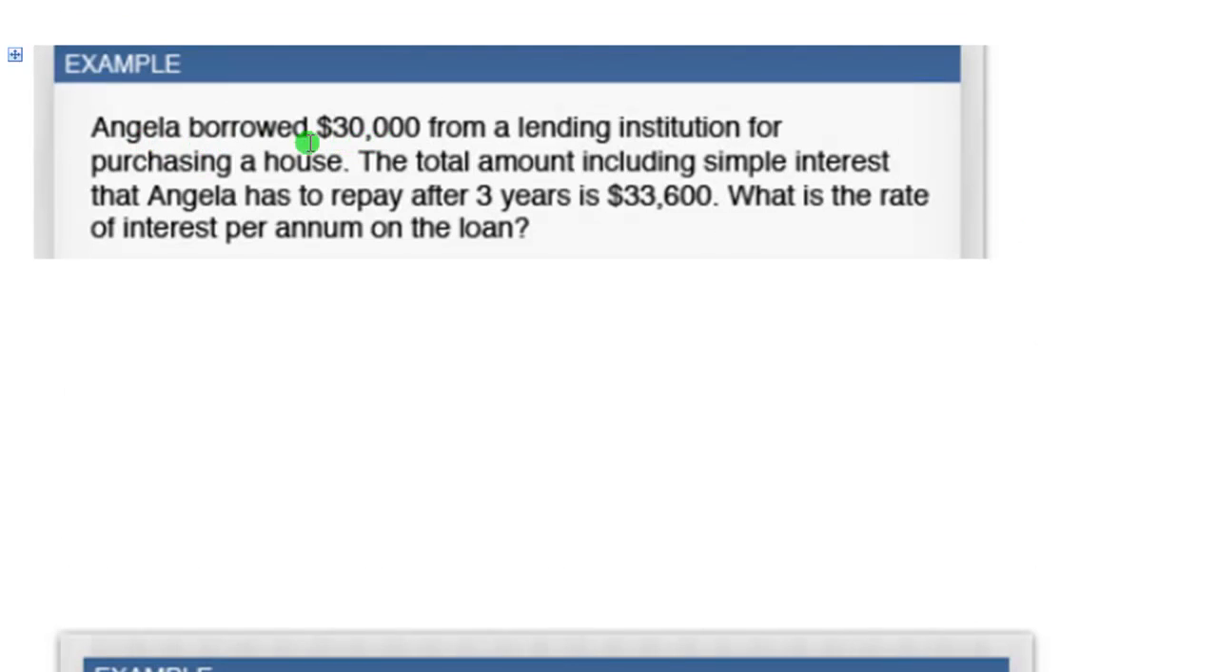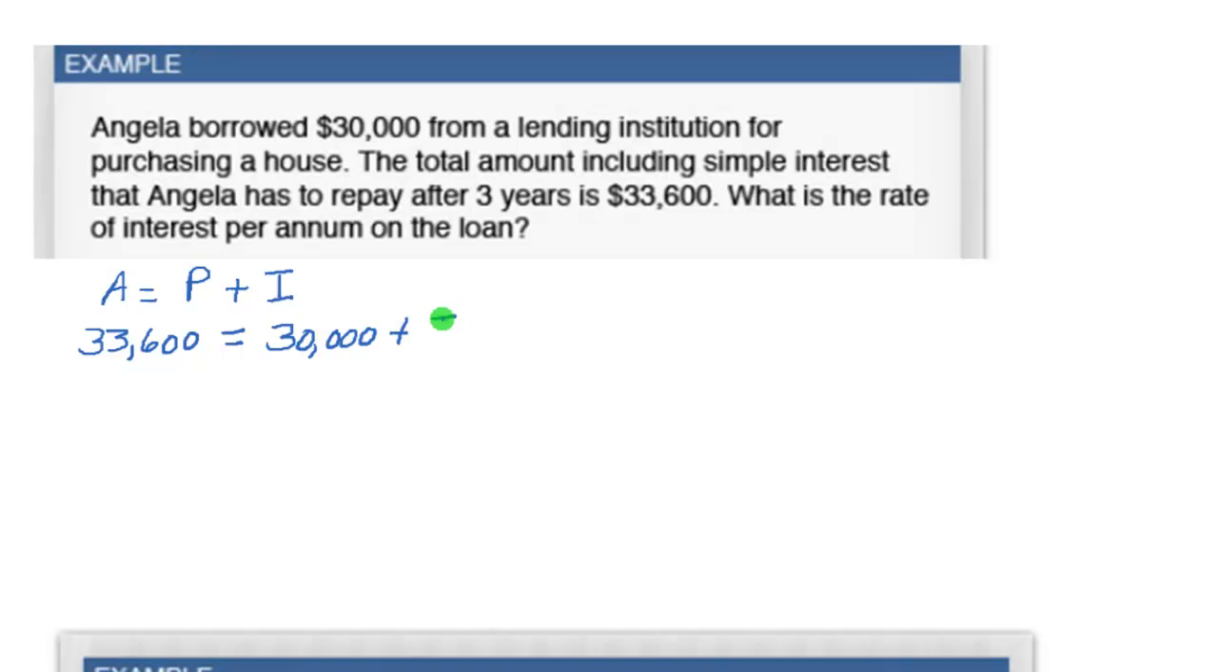Angela borrowed $30,000 from a lending institution for purchasing a house. The total amount, including simple interest, that Angela has to repay after 3 years is $33,600. What is the rate of interest per year on the loan? So the total amount that she pays is principal plus interest. And we know that the total amount was given as $33,600, and we know that the principal, what she borrowed, was $30,000.